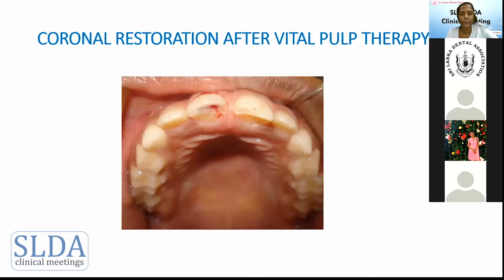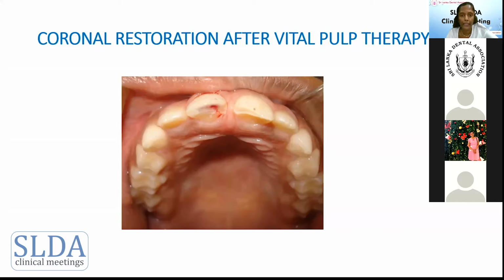So I'm just going to briefly describe some important aspects regarding coronal restorations after vital pulp therapy procedures. As you can see in this photograph, I must tell you that most of these photographs are of my own patients, or else some photographs are from one of our trainees, one of our registrars in our unit. So I should thank her as well for providing me the necessary photographs.